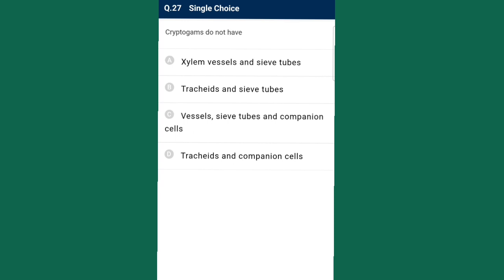Question number 27. Cryptogams do not have? Pteridophytes are the first successful land plants that had vascular tissues. Xylem consists of tracheids only for conduction and vessels are absent. Phloem consists of sieve cells only. Sieve tubes and companion cells are absent. So the answer is option C. Vessels, sieve tubes and companion cells are not present in cryptogams. Cryptogams are otherwise called non-flowering plants.